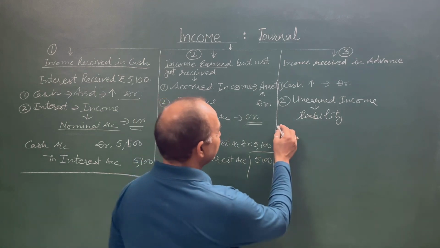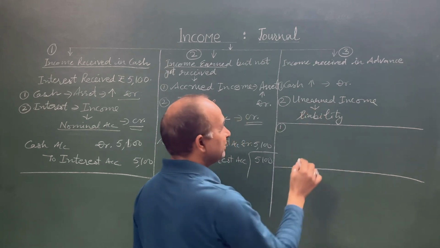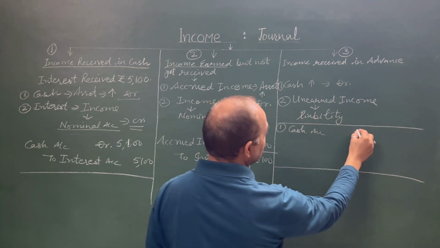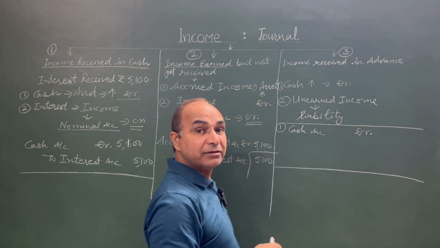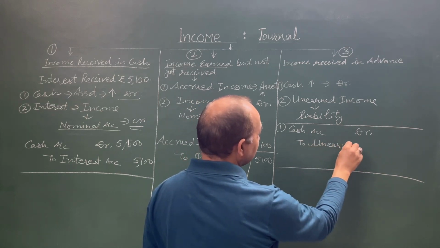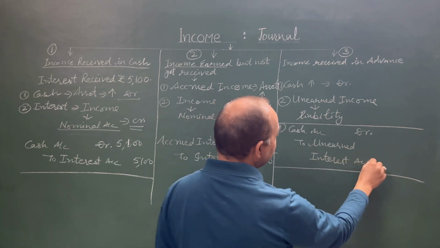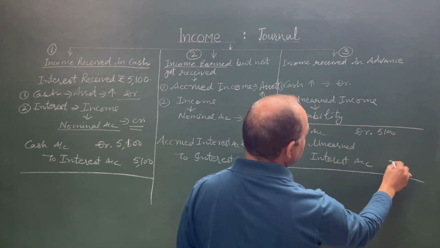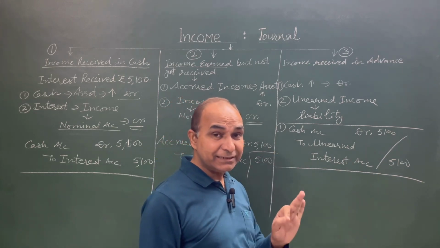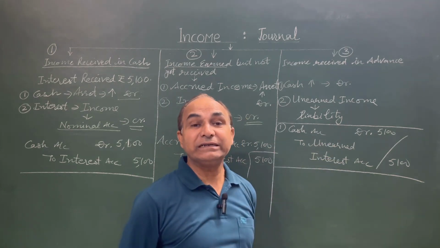So our journal entries will be, there are two cases. According to the first case, at the time of receipt, if we know this is our unearned income, we pass this entry: cash account debit, to unearned income account. Suppose the unearned income is interest, we will write here to unearned interest account. Suppose the amount is the same, 5100. If at the time of receipt it is clear that this is our unearned income, we pass this direct journal entry, cash account debit to unearned interest account.